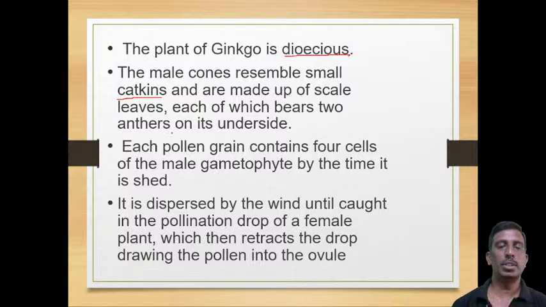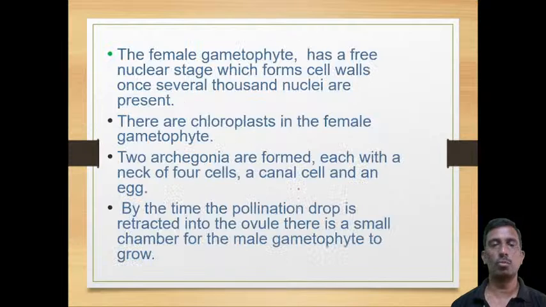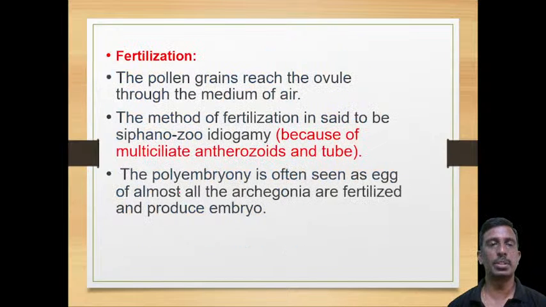And the pollen grain which is released has 4 cells, and it is dispersed by wind, which reaches the ovule. There are two archegonia in the female gametophyte, which has 4 neck cells, one neck canal cell and one egg cell. So male gametes reach to this.